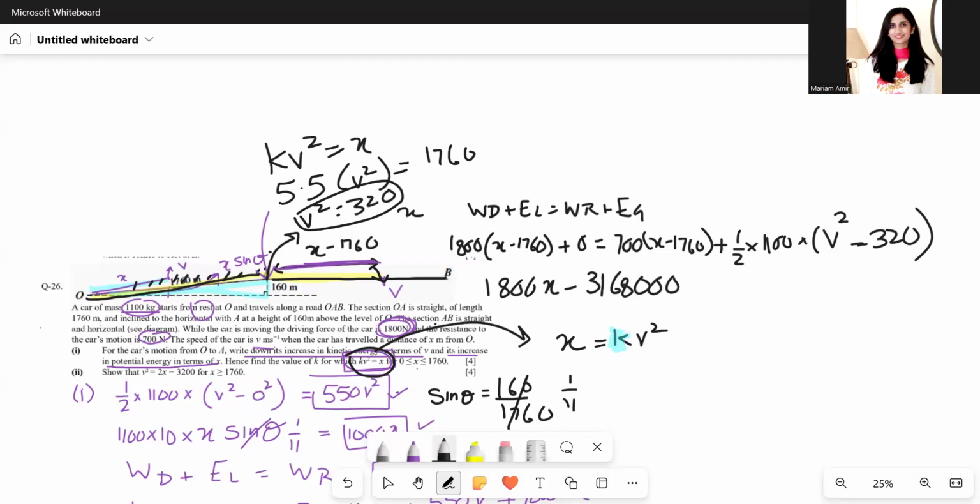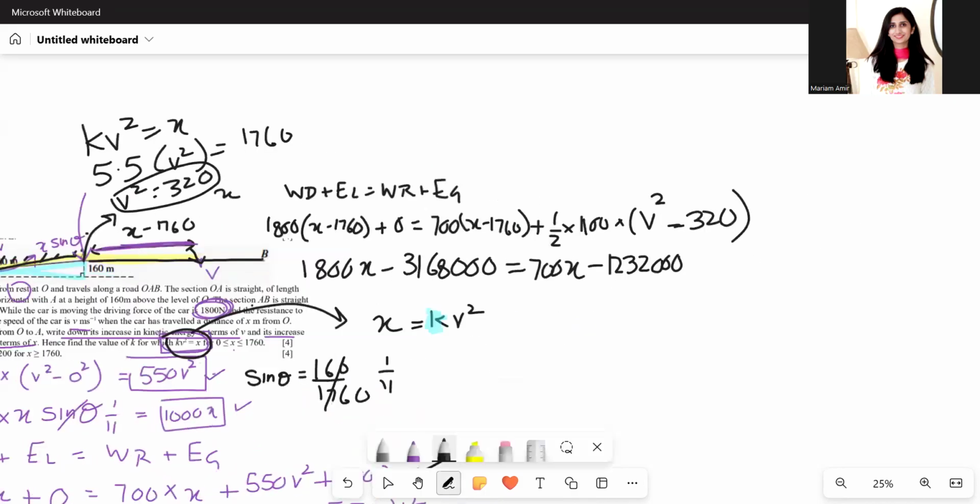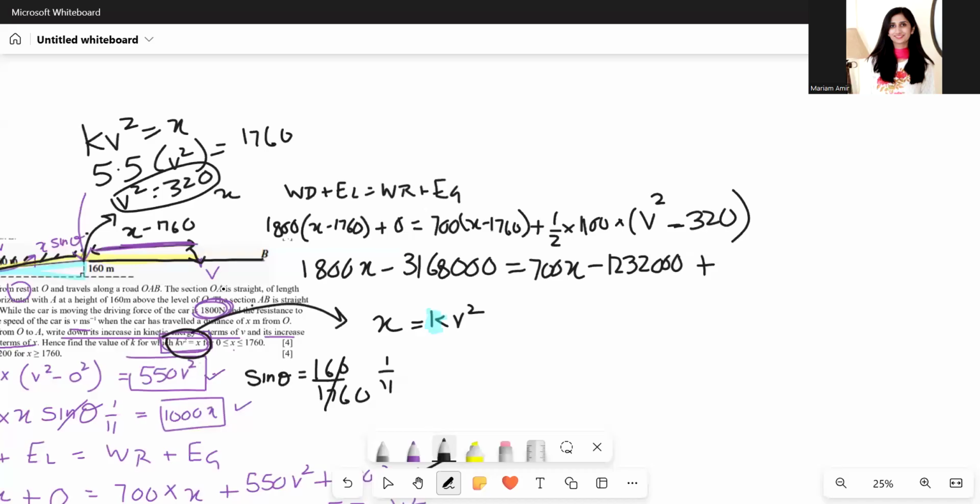3168000 is equal to 700x minus 700 into 1760 plus, where were we, 0.5 times 1100, 550 v square minus 0.5 into 1100 into 320. This is it.